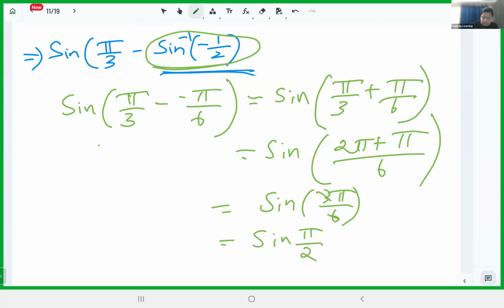What is the value of sine pi by 2? Sine pi by 2 is not 1 by 2. Sine pi by 2 means sine 90, isn't it? Sine 90 is 1. So 3 pi by 6: 2 pi plus pi, that is 3 pi. 3 pi by 6, if I cut short, it will become pi by 2. Sine pi by 2 means sine 90. Sine 90 is 1. The value is 1. Alright, now we are moving on to the next question.